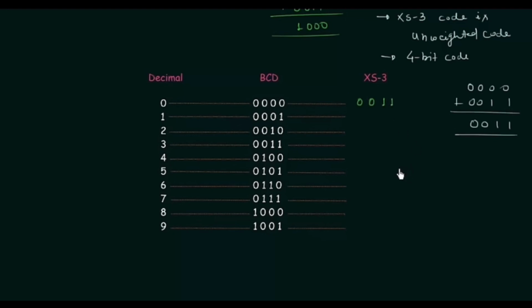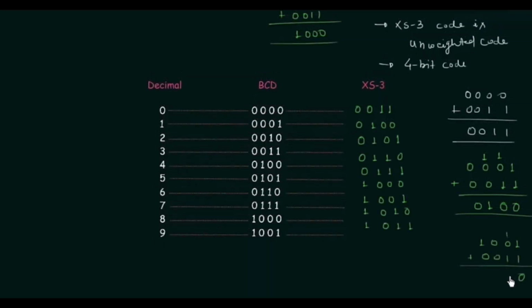In the same way, we will calculate the XS3 for 1. 1 is 0001, and we will add 3 to it. 1 plus 1 is 0 with carry 1. 1 plus 0 plus 1 is again 0 with carry 1. 1 plus 0 is 1. So we have 0100 as the XS3 code for 1. In the same way, you can complete the table for 2. 1 plus 1 is 0 again. We have 1100. So these are the XS3 codes for decimal digits 0 to 9.